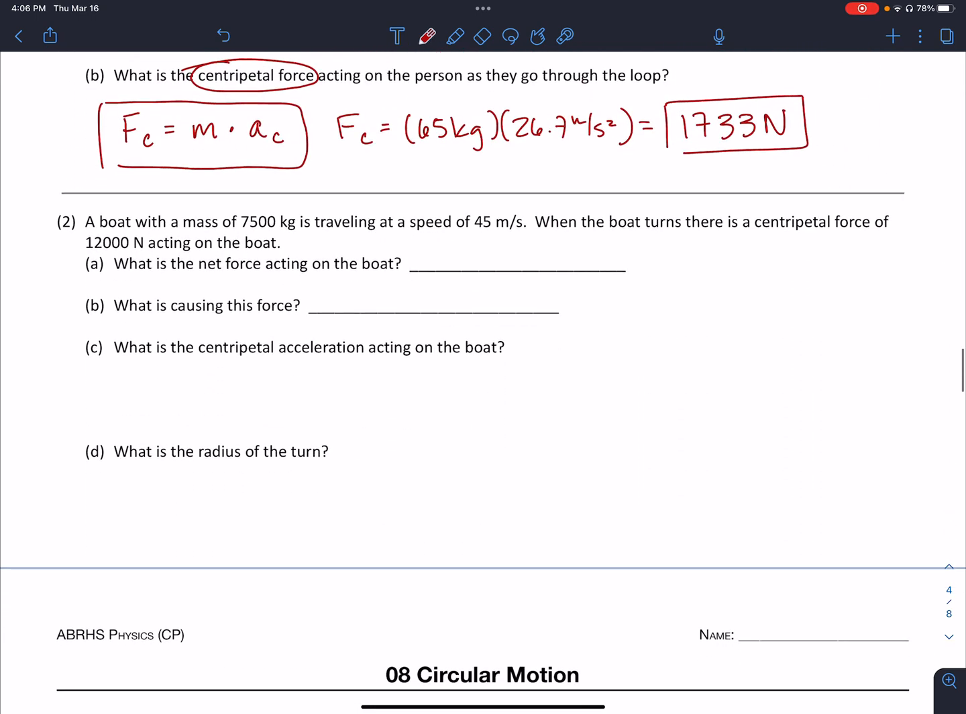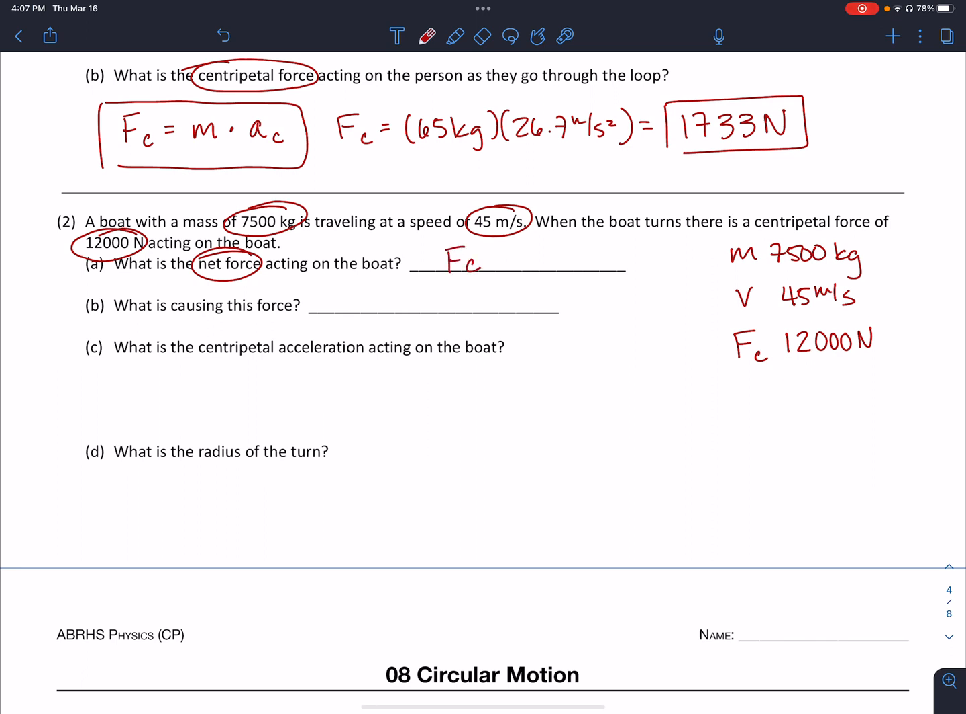All right, now for number 2, a boat with a mass of 7,500 kilograms is traveling at a speed of 45 meters per second. When the boat turns, there's a centripetal force of 12,000 newtons acting on the boat. So what do we know? We have a mass of 7,500 kilograms, a velocity of 45 meters per second, and a centripetal force of 12,000 newtons. The first question is, what is the net force acting on the boat? Well, the net force is that centripetal force, the FC, which means that is 12,000 newtons.